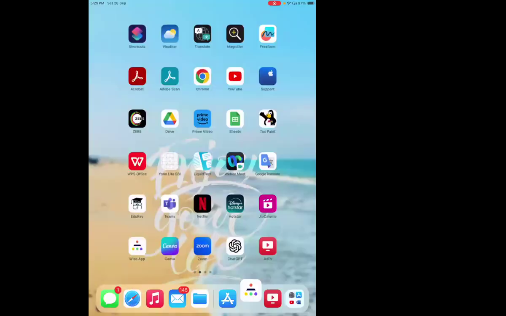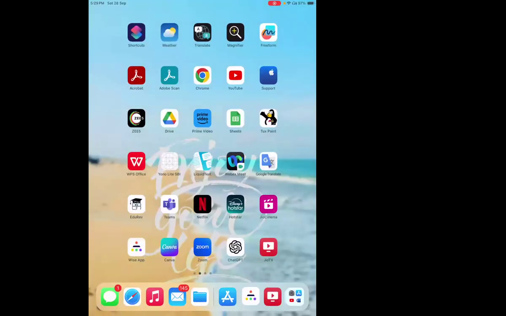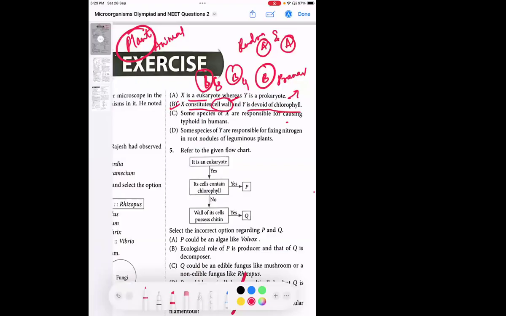Okay. So here X can be actually the plant, right? So it has cell wall, right? So it can be the plant, which can be true. So X is true. Whereas they have said that Y is devoid of chlorophyll. Now, if that particular organism does not have the chlorophyll, then what does it mean? It is the animal cell. So this B statement is correct.